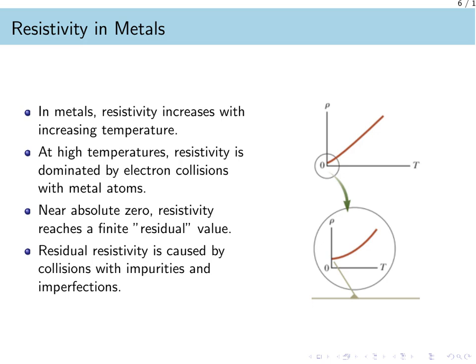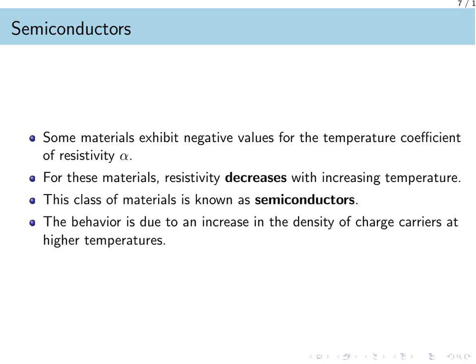As shown in the graph, the resistivity in metals generally increases as the temperature increases. At high temperatures, this resistivity is primarily dominated by collisions between the moving electrons and the metal atoms. But as the temperature approaches absolute zero, the resistivity does not drop to zero. Instead, it reaches a finite value known as the residual resistivity. This residual resistivity near absolute zero is caused mainly by the electrons colliding with impurities and structural imperfections within the metal lattice.